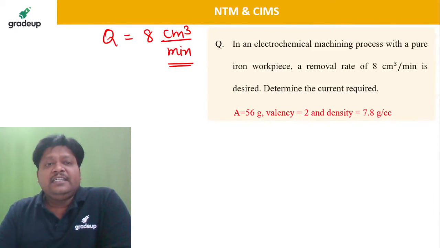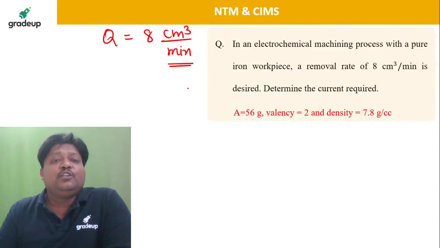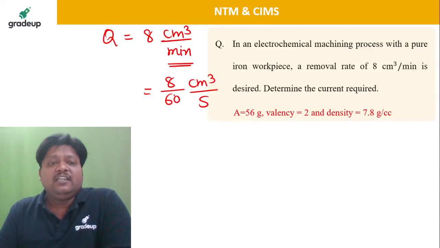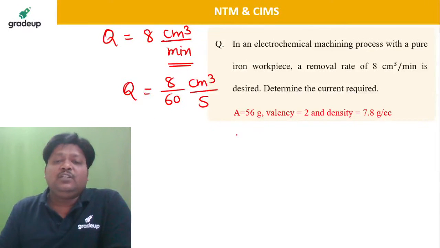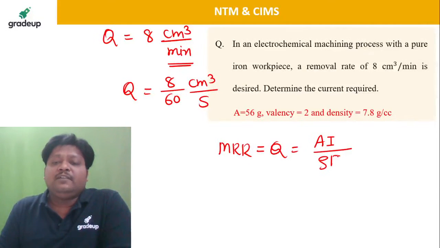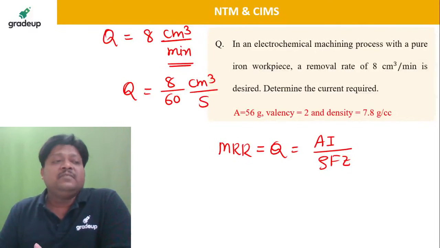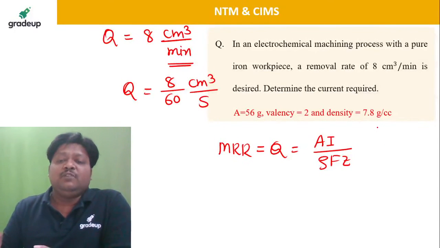So see, it is given in 8 centimeter cube per minute. So definitely I want this MRR, Q, in terms of centimeter cube per second. So it will be 8 divided by 60, because 1 minute has 60 seconds. So that is my Q here. And you know dear students, the MRR in electrochemical machining is given as Q is equal to A into I divided by rho F z, whenever your anode is made of a pure material, that is the workpiece material is pure.